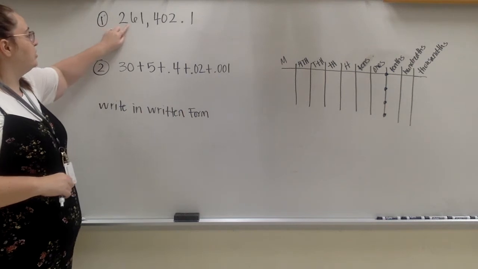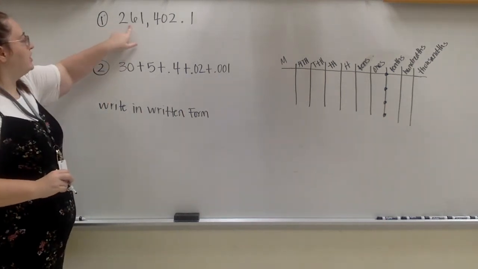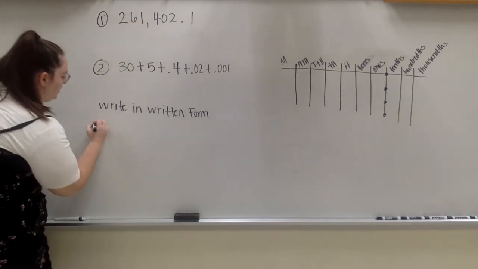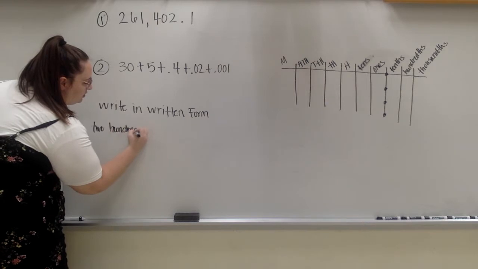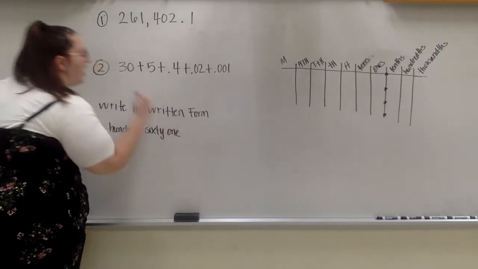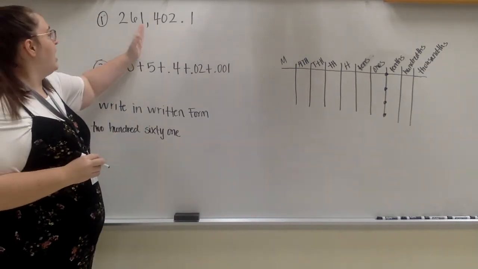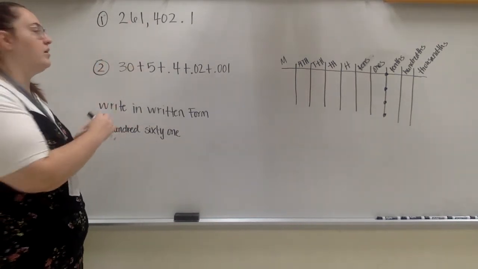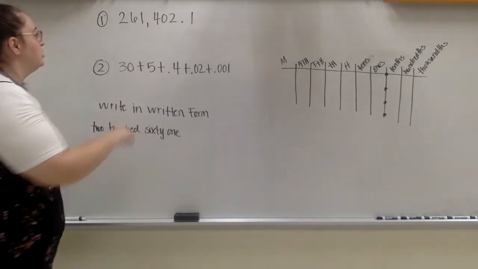So I have 261,000. That's what I'm going to start with. 261. So let's start there. 261. And then when I see that comma, I know that's 1,000 because I don't have millions. I don't have more than thousands. My highest value is 100,000. So 1,000.